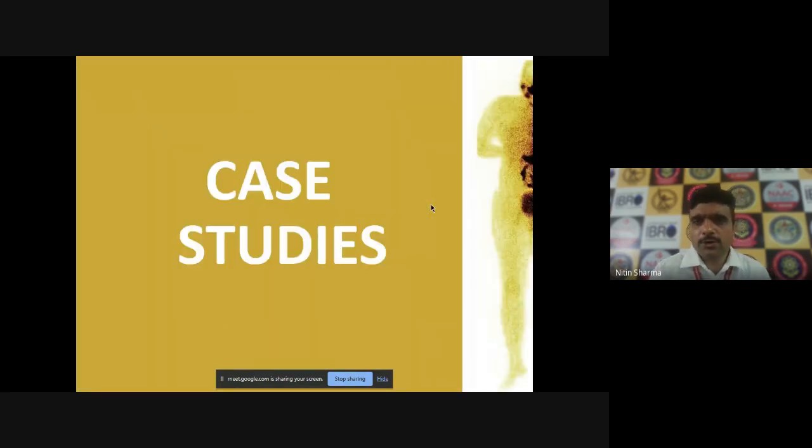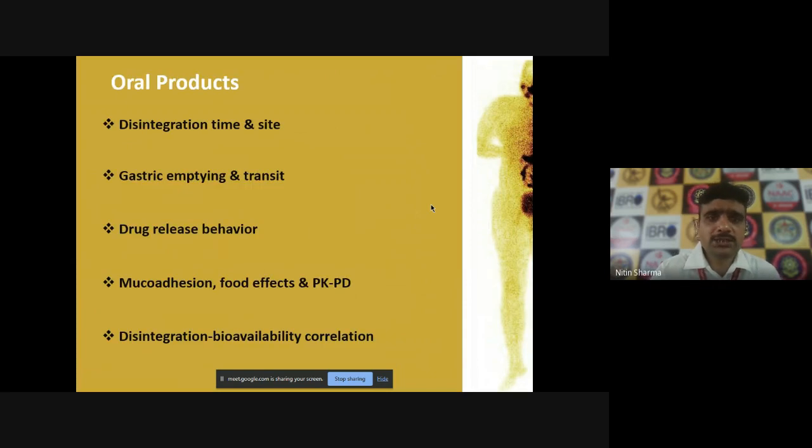All right. Now I'm going to the case studies where this technology can be implemented. In the case of an oral product, if we want to determine its disintegration time or site, suppose I am preparing a colon specific tablet. In that case, my objective is that my formulation should not be released in the upper GIT, and as soon as it reaches the colon site, all the pharmaceutical product or the therapeutic substance should immediately release. In that case, this technology can be very useful.